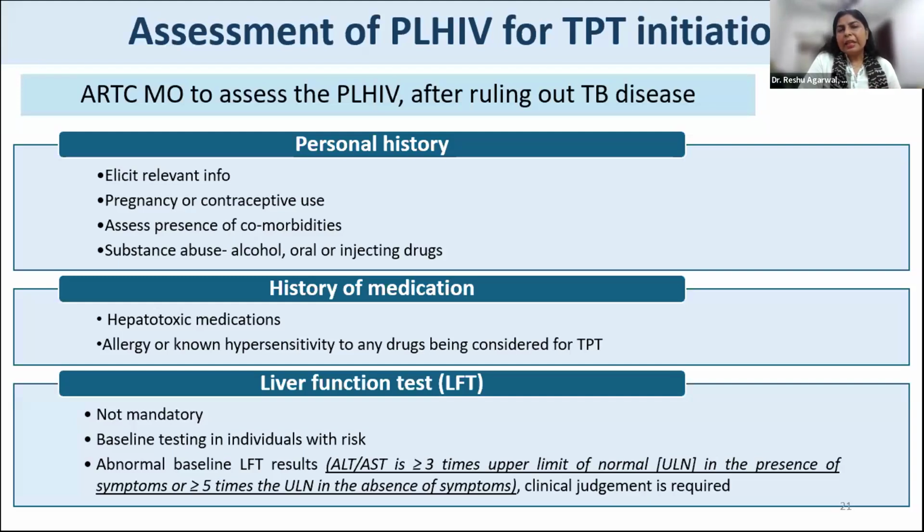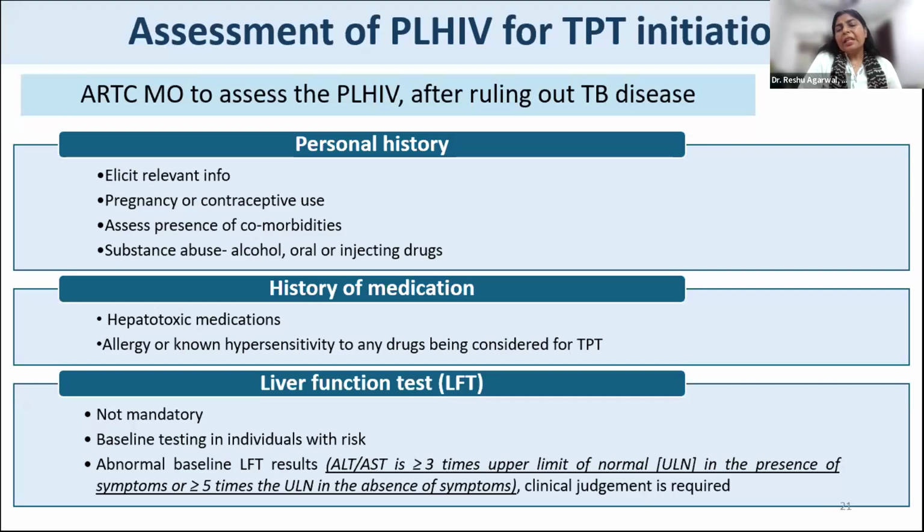Then the issue of pregnancy or any contraceptive use, assess for the presence of any comorbidities, and whether the patient has any substance abuse history, like alcohol, oral or injecting drug use. The history of medications, whether there are some hepatotoxic medications which are already ongoing for any of the comorbid conditions for this PLHIV, and whether the patient has any known allergy or hypersensitivity to any of the drugs which would be considered as part of the TPT. And then LFT, the liver function test you anyways do for all the PLHIV when they are initiated on ART. But for TPT initiation, this is not a mandatory requirement.